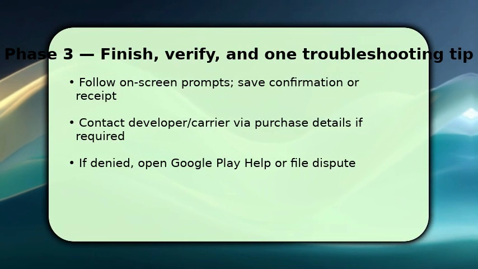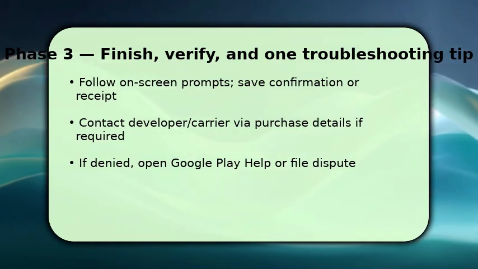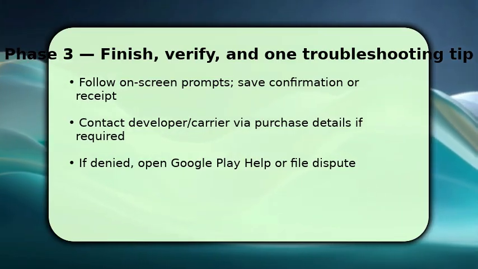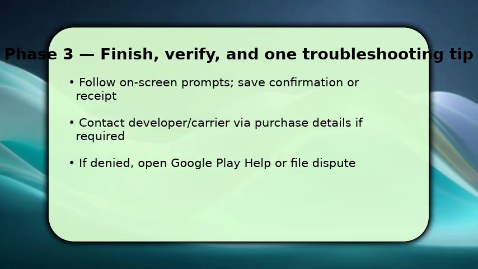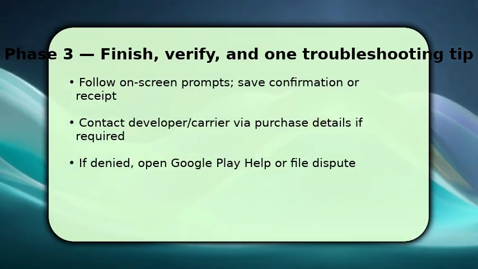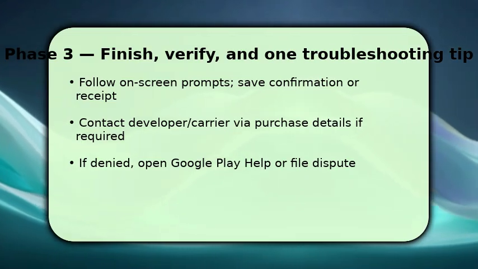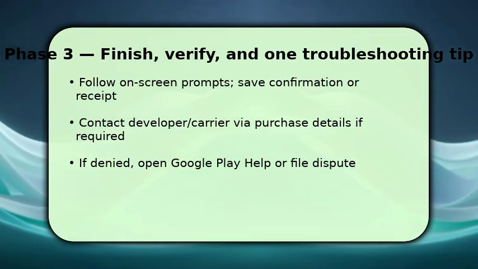Save any confirmation ID or receipt for records. If the option points to the app developer or your carrier, use the contact info in the purchase details to ask for a refund. Explain why and include the confirmation ID. If your request is denied, escalate by opening Google Play Help and filing a dispute. And make sure to check your payment method statement for the final status within 3 to 7 business days.